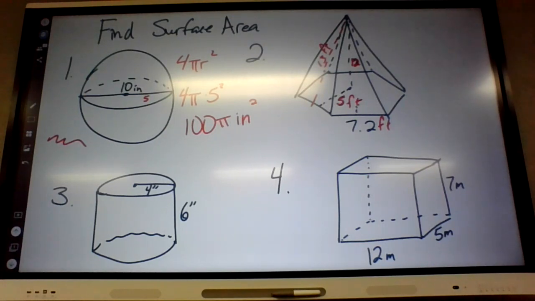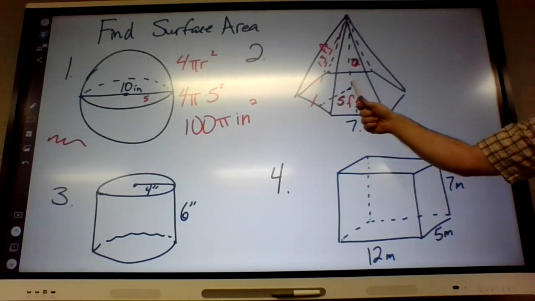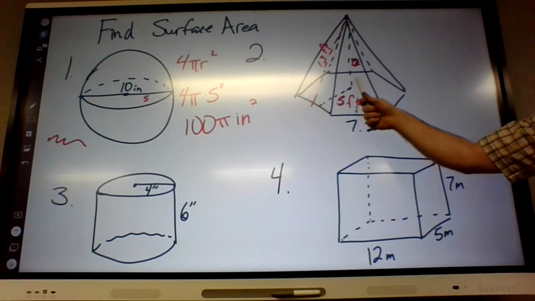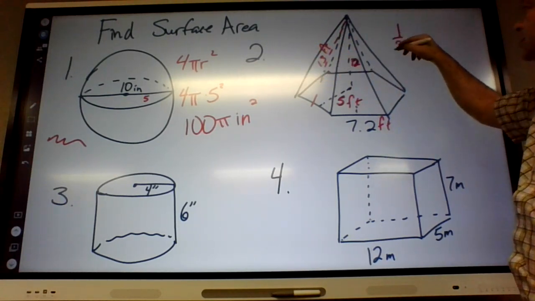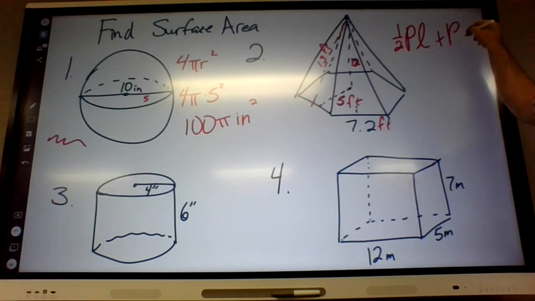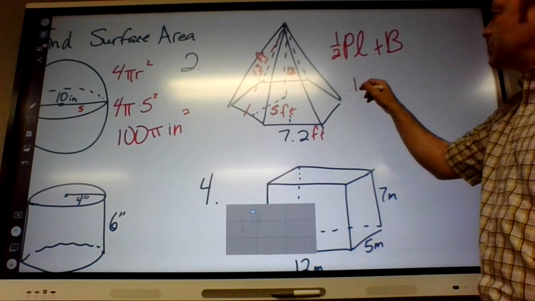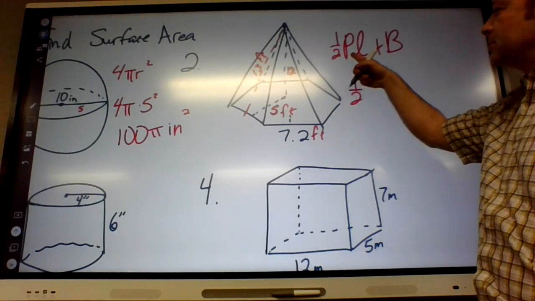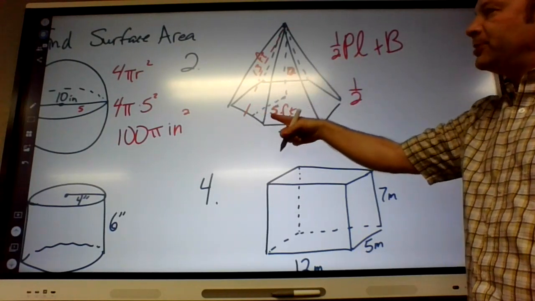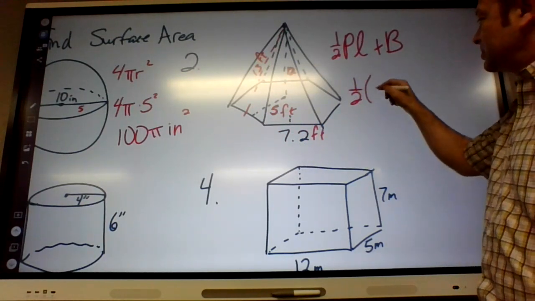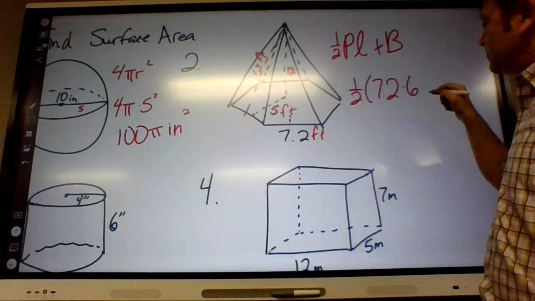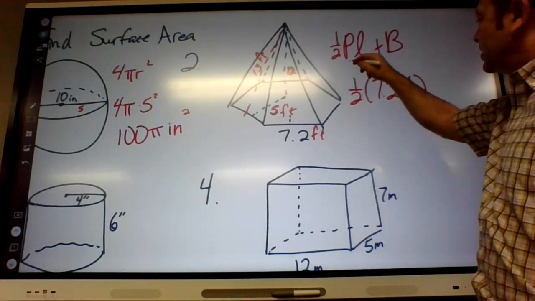Okay, so we're doing surface area of a... what shape is this? Pyramid. So if you look over there, surface area of a pyramid. Remember I said this is probably the trickiest. So what does the P stand for? Perimeter of the base, the distance around the base. 7.2 times 6, 43.2. Okay, that's the perimeter.